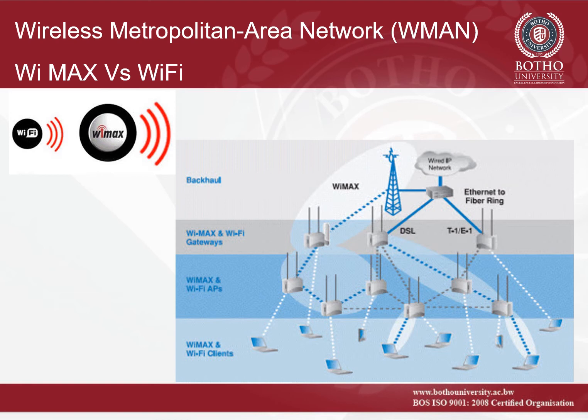WiMAX operates on two frequency bands, a mixture of licensed and unlicensed band, from 2 GHz to 11 GHz and from 10 GHz to 66 GHz. It can transfer around 70 megabits per second over a distance of 50 km to thousands of users from a single base station as depicted in this image.